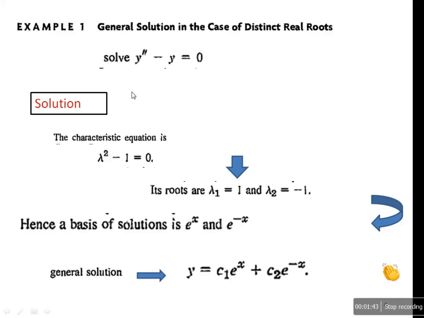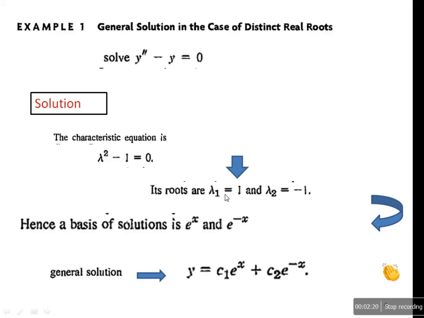Example 1, talking about the general solution of case number 1. Solve y double prime minus y equal to 0. The characteristic equation is lambda square minus 1 equal to 0. Now, lambda square is equal to 1. That means lambda 1 is equal to 1 and lambda 2 is equal to minus 1.